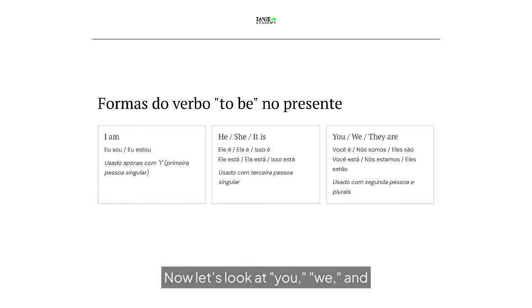Now, let's look at you, we, and they, which all take the form are. When you say, "You are my friend," or "They are playing outside," you are talking about groups or addressing someone directly. This versatility is essential since it connects the subject to a broader context. It's interesting to observe how these forms help us communicate effectively in different situations, allowing us to express everything from states of being to relationships.